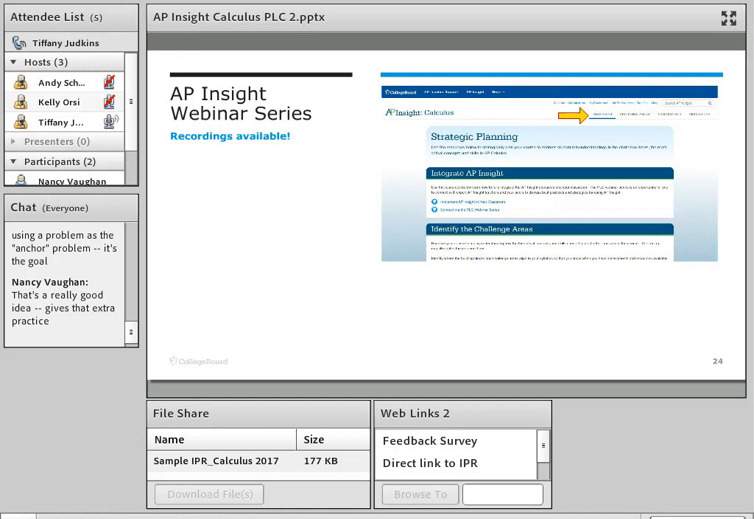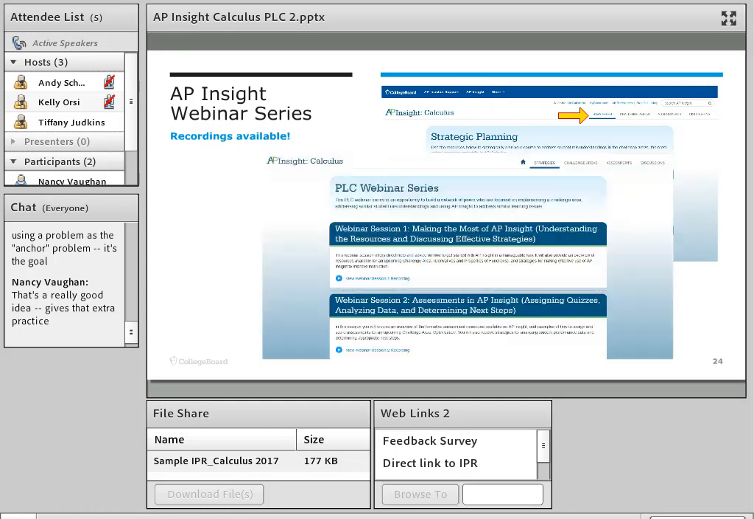Here's some quick steps about how to get there. There's a strategies tab at the top of the screen when you go to AP Insight, and then you're going down to where it says connect to the PLC webinar series. So pretty straightforward, and then you'll see this one posted in like a day or two, so you can always go back and reference what we talked about here.